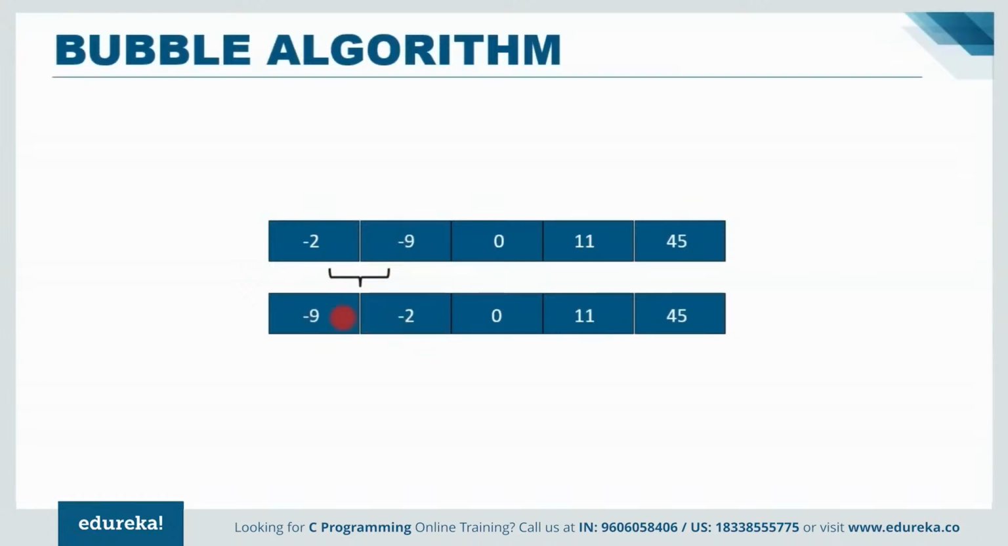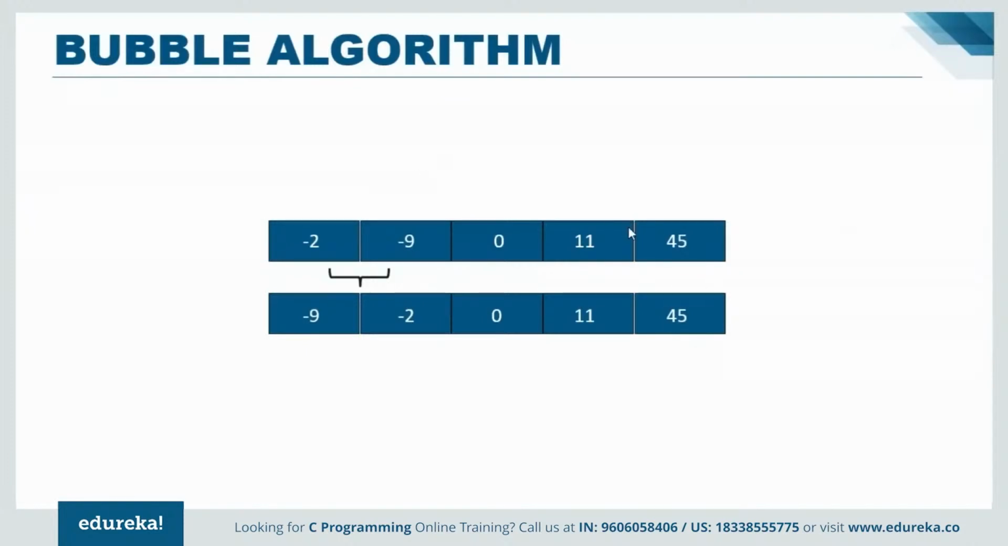And in the last iteration, you can see that -9 is in the correct position, that is the smallest position, happening to be the first of the array. And followed by that, we have the second position with -2, and third position we have 0, fourth, 11, and finally 45. Hence, the array has been sorted here. So this is how the bubble sort algorithm works.